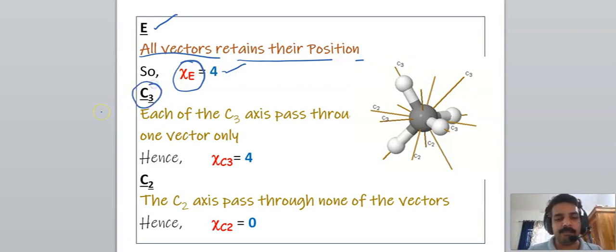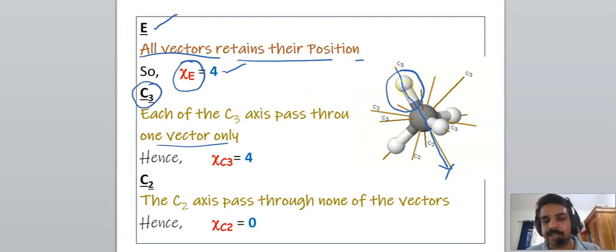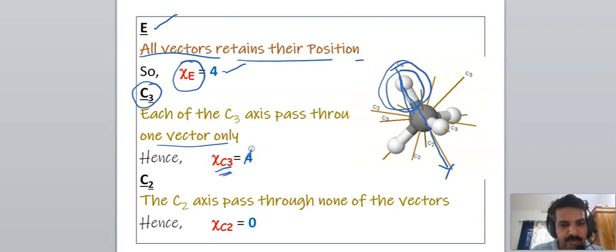Next is C3. Each C3 passes through one vector only. This is one C3, and it passes through only one hydrogen, that is, only one vector. So all the other 3 change their position. Only this vector retains its position, so it contributes 1. Hence the character of C3, chi C3, is equal to not 4, that is wrong, it is 1, because only one vector retains its position.